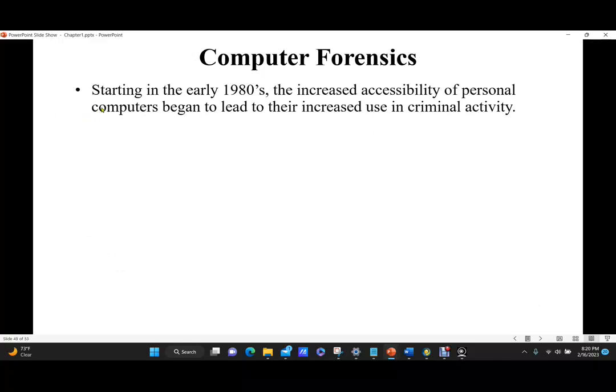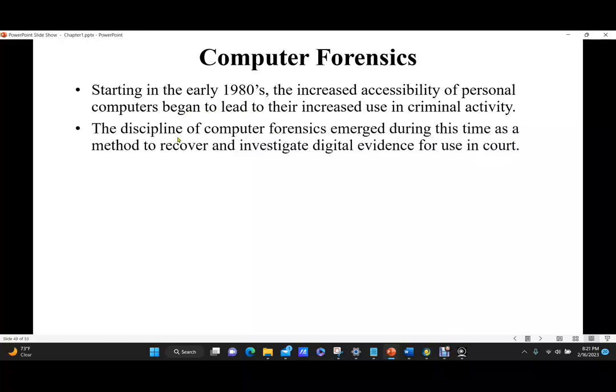With more and more people having more and more computers, starting more or less in the early 1980s, more and more people were using these computers to commit different kinds of crimes. With people using computers to commit crimes, the discipline of computer forensics was beginning to be developed: people trying to find digital evidence for use in court.